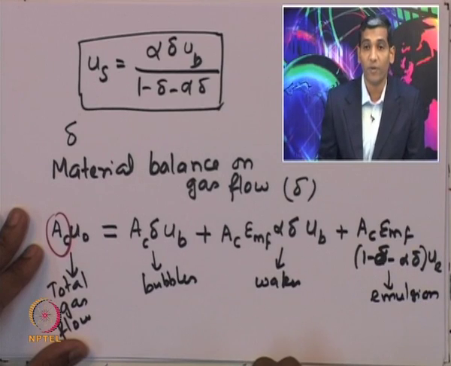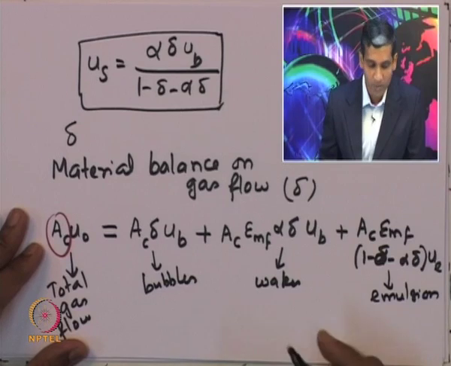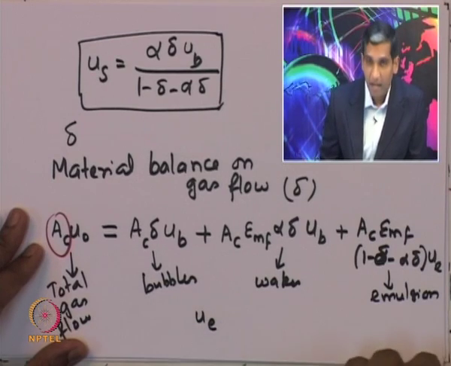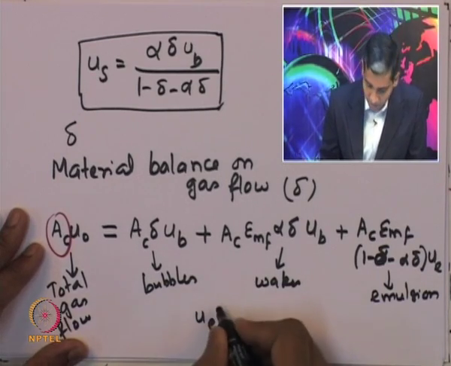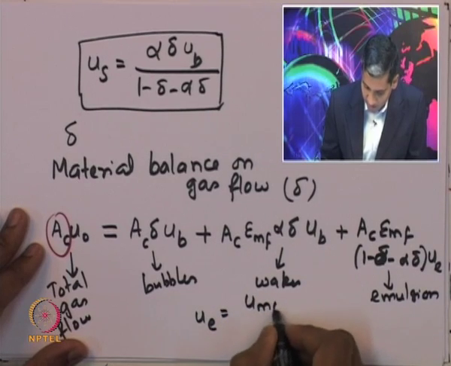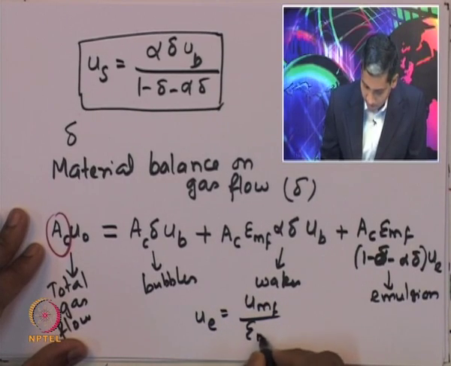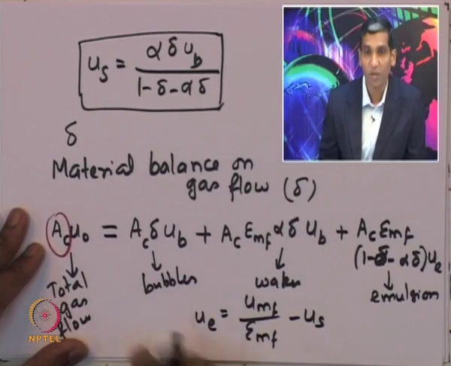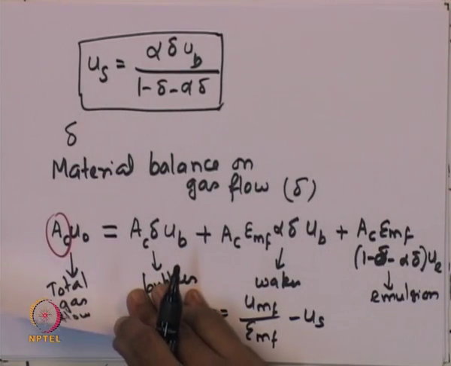That's in the emulsion phase. Okay, so that tells us the total material balance on gas flow, and we know that the velocity of the emulsion phase is given by UMF divided by epsilon MF minus the velocity of the solids. So now, by plugging in these expressions, we will be able to find out what is delta.